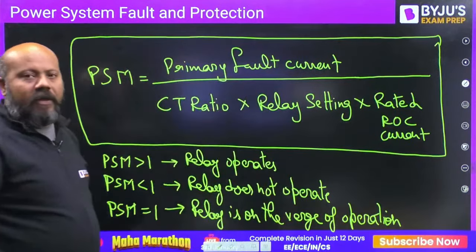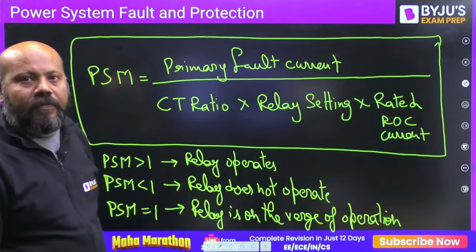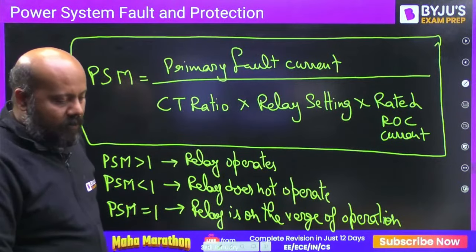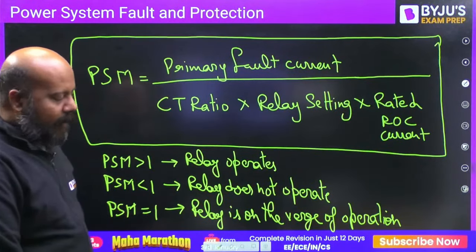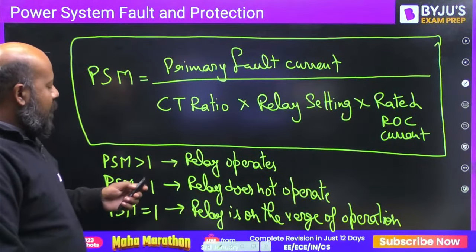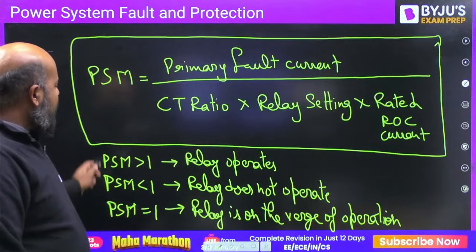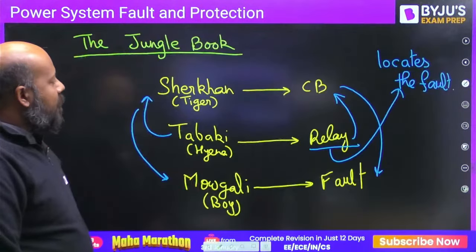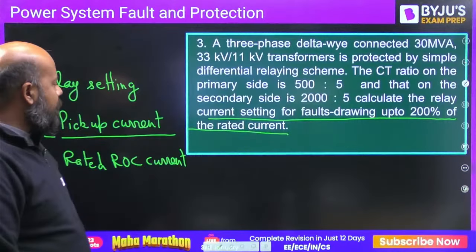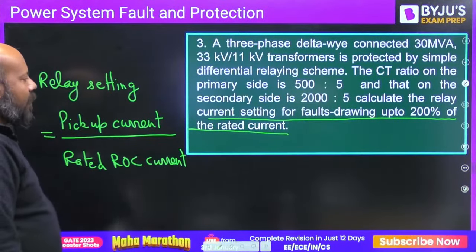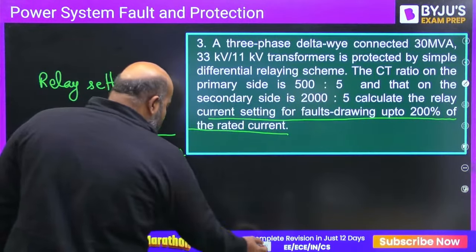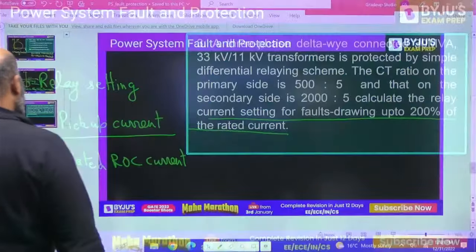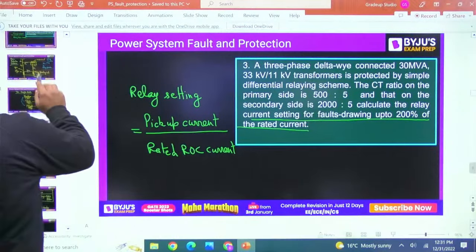Is it clear, everybody? Just tell me yes or no in the comment section. Are you able to follow this? So, this was the idea behind the plug setting multiplier, current setting or relay setting. Now, you can do this problem. Okay. Let me add one more page here.